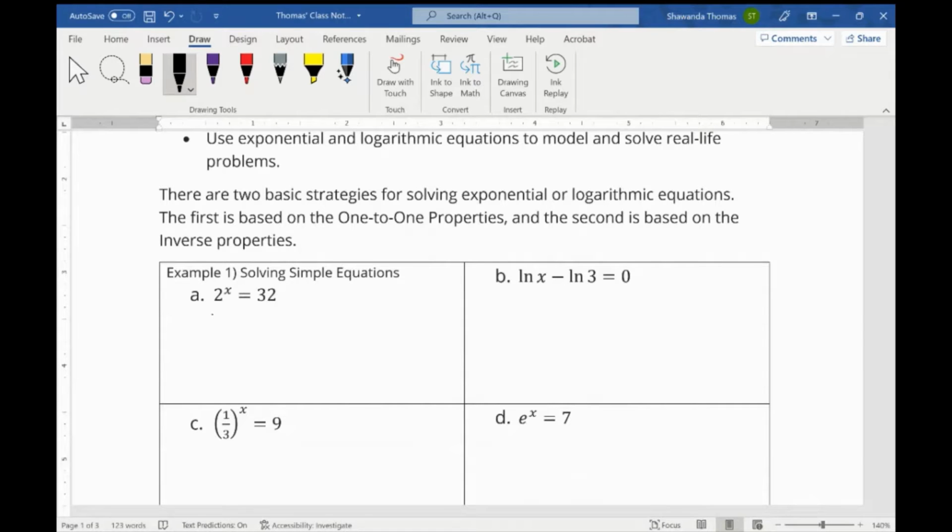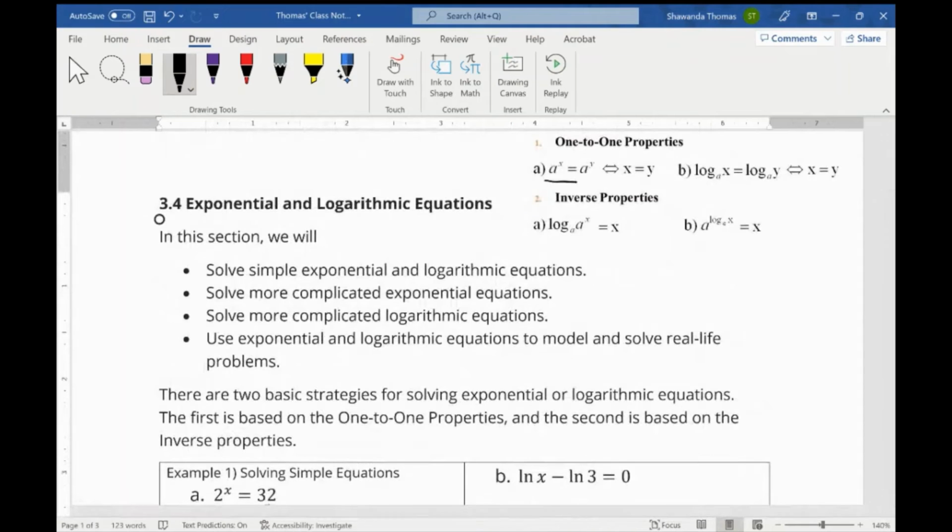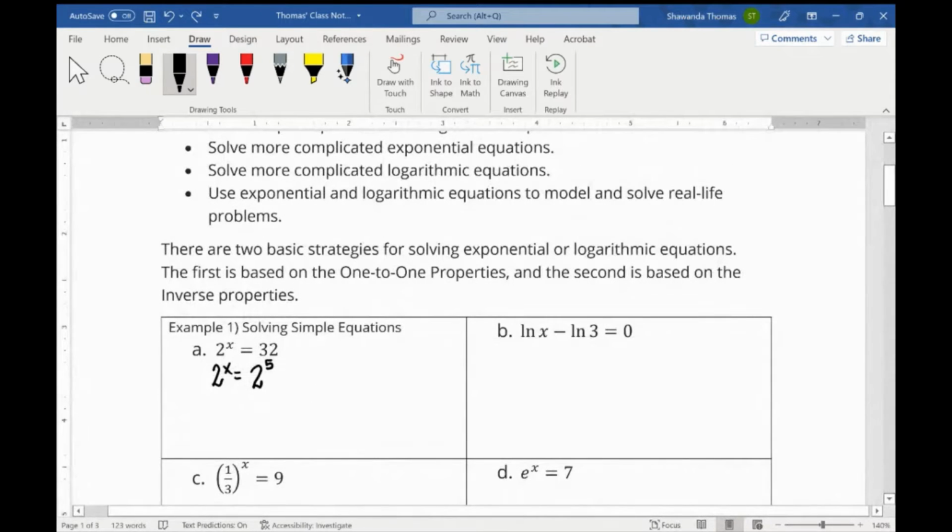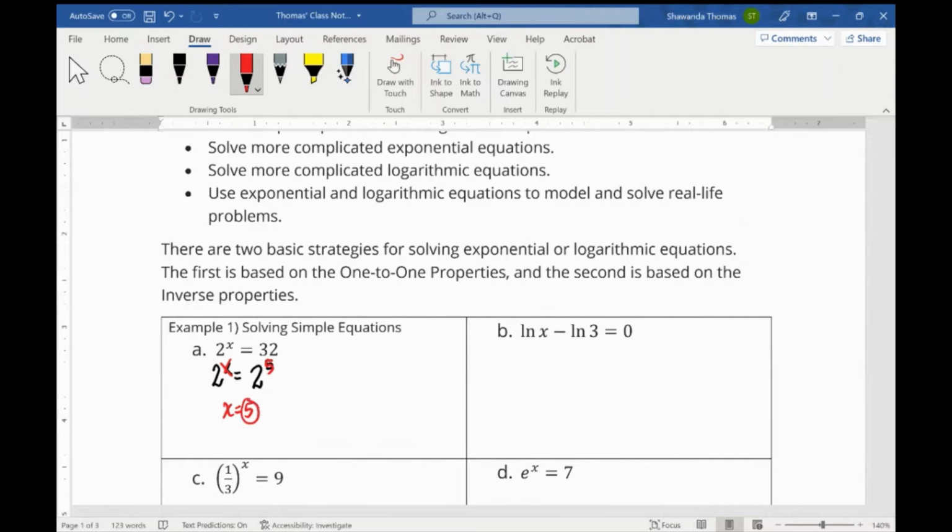So, we have 2 to the x on the left side, but 32 also can be written as 2 to the fifth. And so we're going to use that one-to-one property here, which says if our bases are the same, then we can just get rid of the bases and set those exponents equal to each other. So that's how we know that x equals 5. Now you can always plug that 5 back into that exponent to see if the left hand side equals the right hand side. And you can see that that happens.